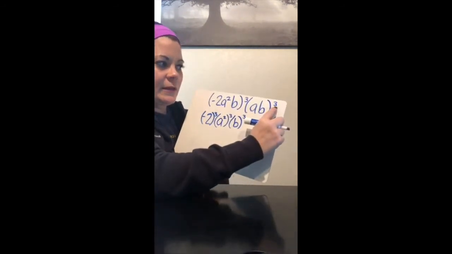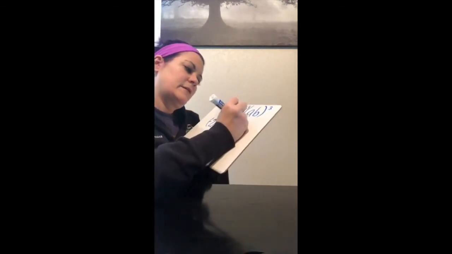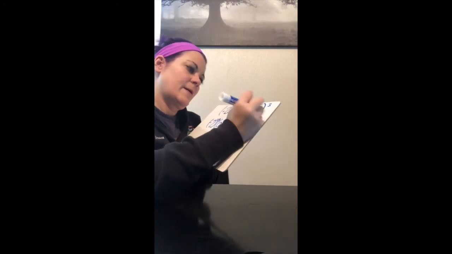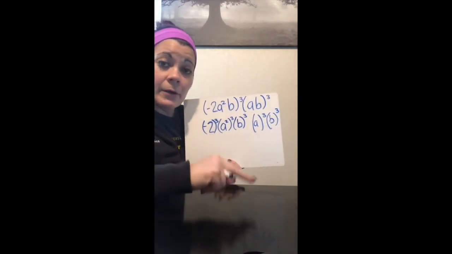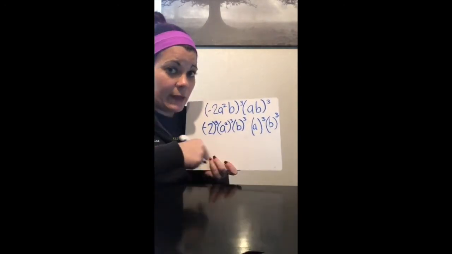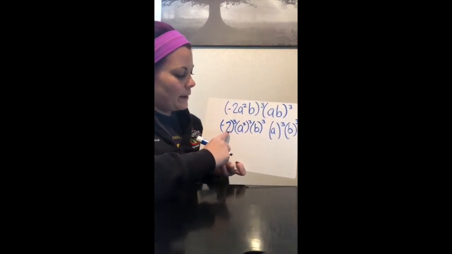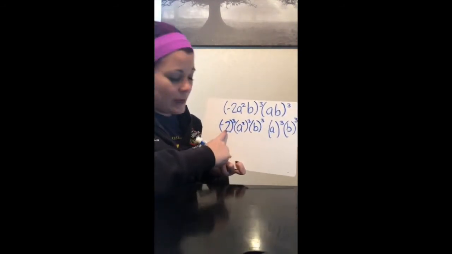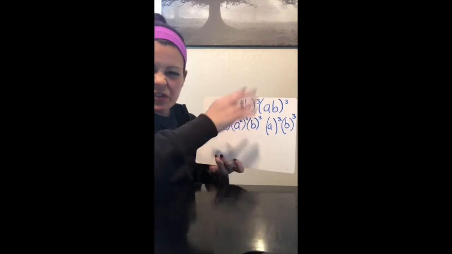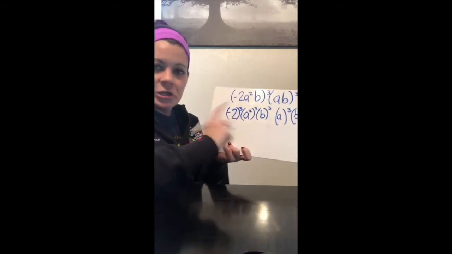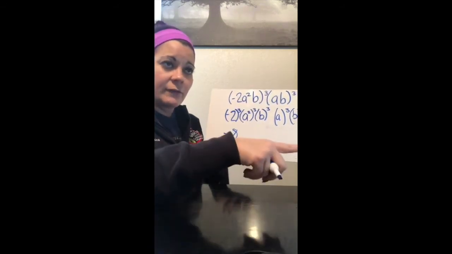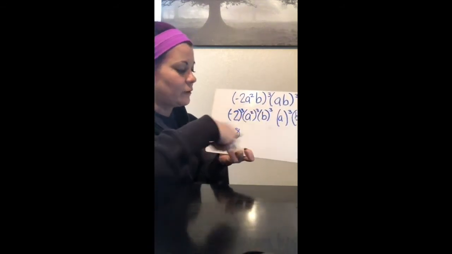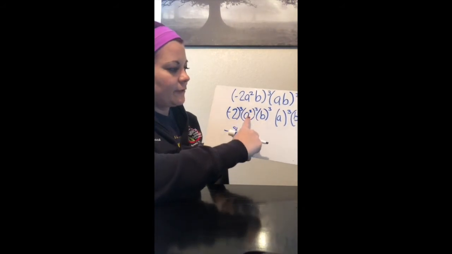Now I'm going to distribute this 3 to everything in the parentheses. We get a to the third power and b to the third power. Now I'm going to apply the rule, a power raised to another power, and multiply those exponents. So, well, here I have negative 2 to the first to the third, so it's just negative 2 to the third, and I can just go ahead and simplify that. So that would be negative 8, because negative 2 times negative 2 is 4, and then 4 times negative 2 is negative 8.